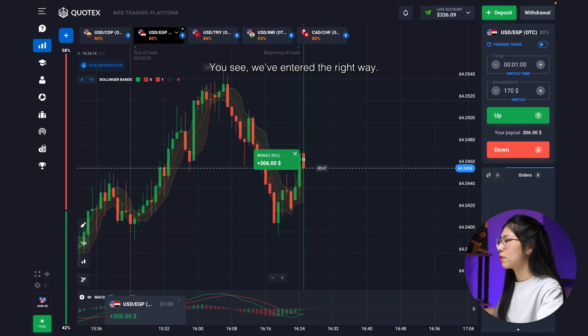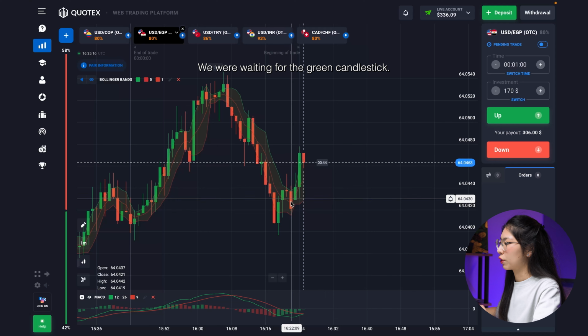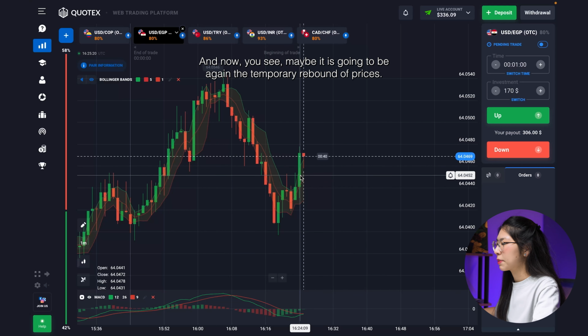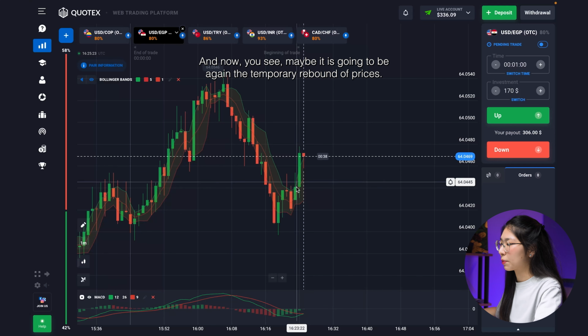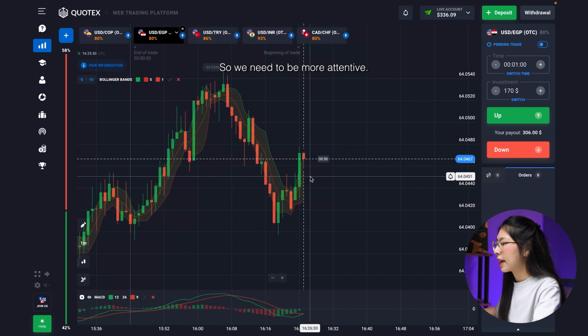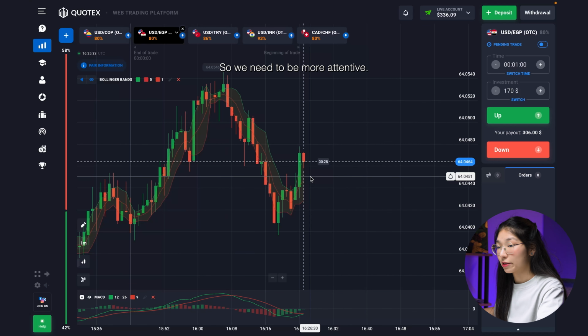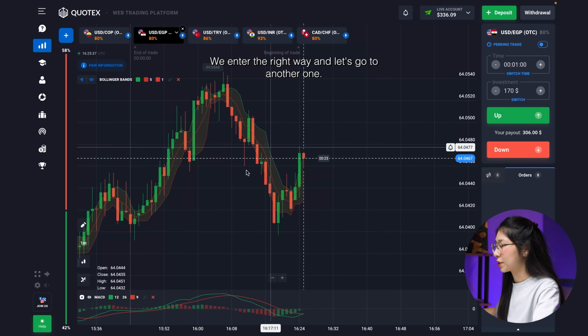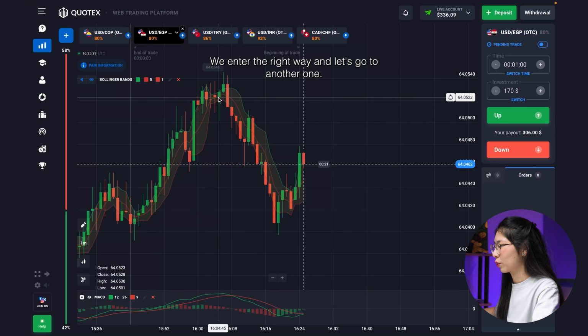Perfect turn. You see, we entered the right way. We were waiting for the green candlestick, and now maybe you see, maybe it's going to begin the temporary rebound of prices, because some periods ago that very situation happened, so we need to be more attentive. But let's leave this kind of story. We entered the right way, and let's go to another one.